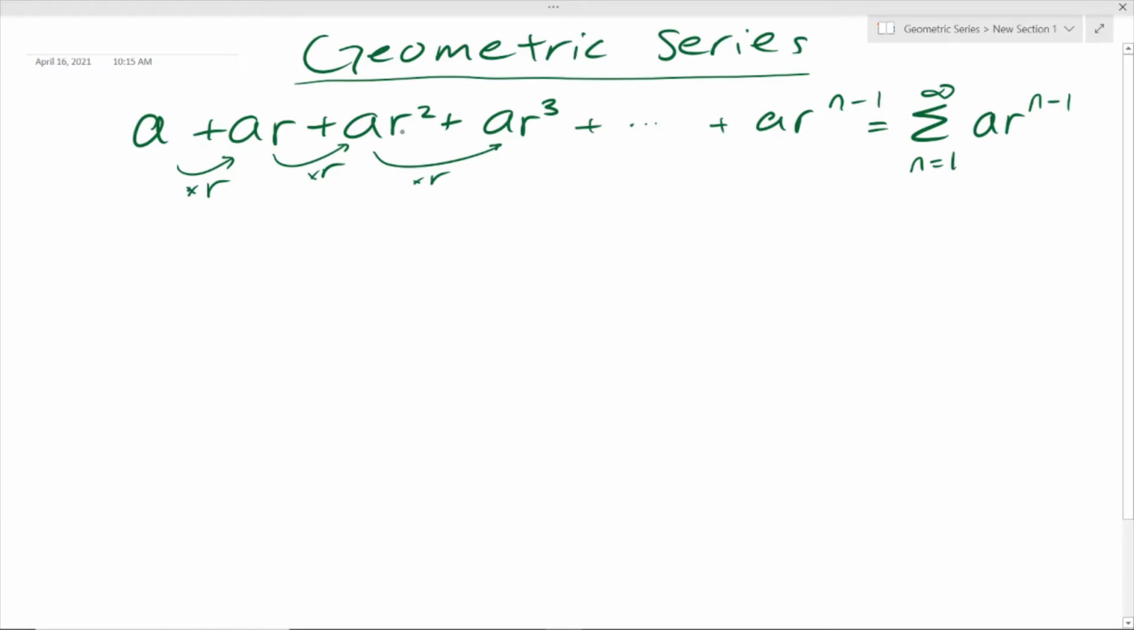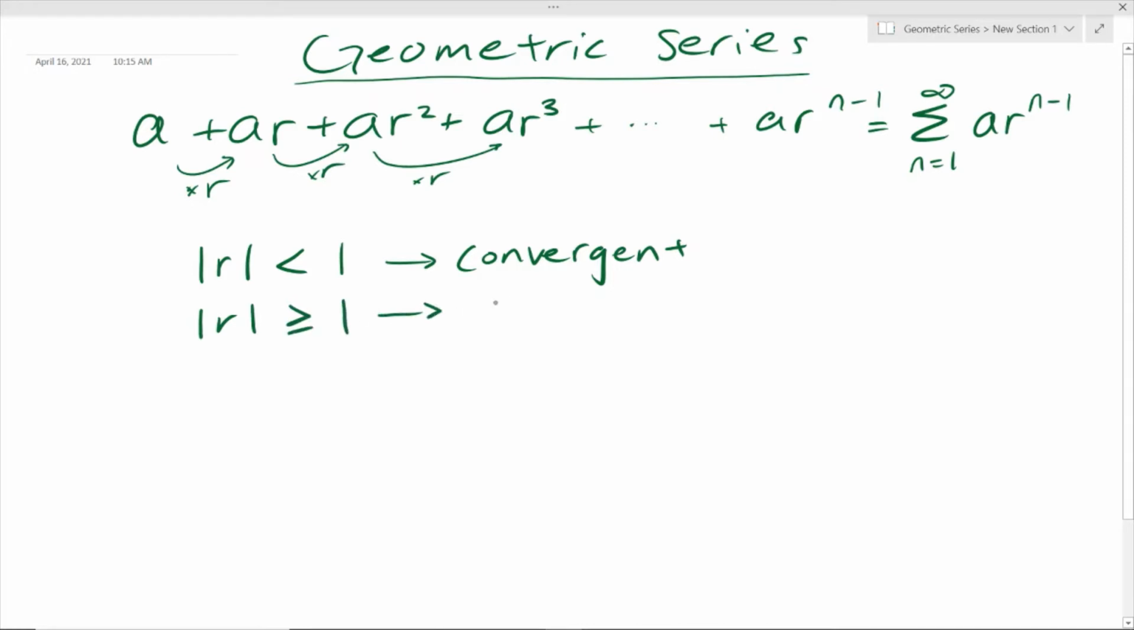we look at the R, which is called the common ratio. So in this case we look at the absolute value of R, okay, and we see whether it's greater or less than 1 or equal to 1. So if it's less than 1, it means that this series is going to converge, so it's going to be convergent. However, if the absolute value of R is either greater than or equal to 1, then it means that the series is going to be divergent.